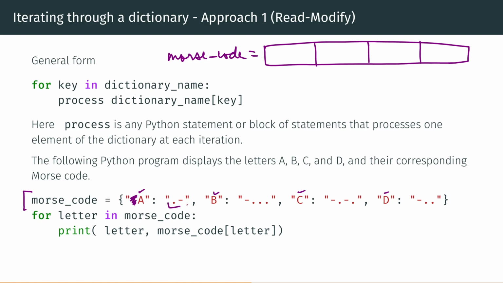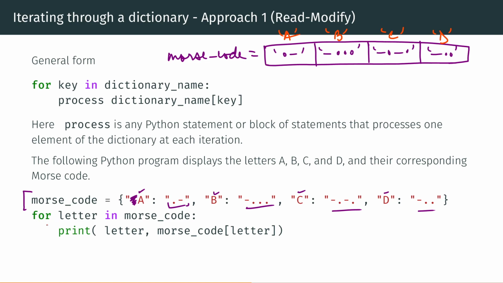The values are these. Dot dash, and dash dot dot dot, and this one, dash dot dash dot, and this one, dash dot dot. These are the 4 values. These are all strings. These strings have keys, right? What are the keys for these strings? The keys are A, B, C, and D. These are the keys to these 4 values, right?